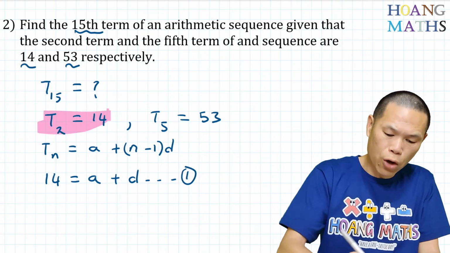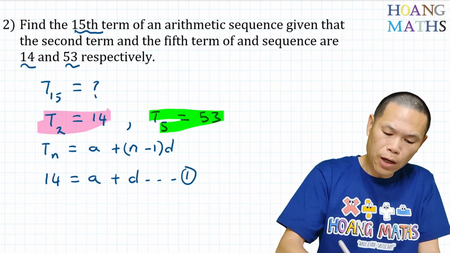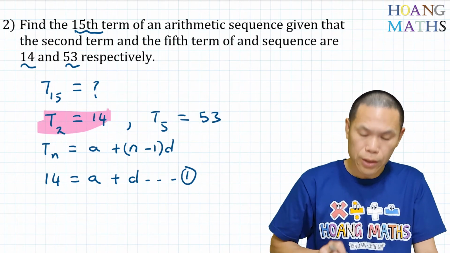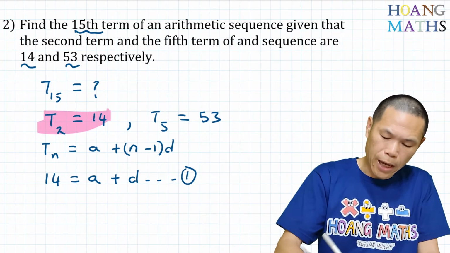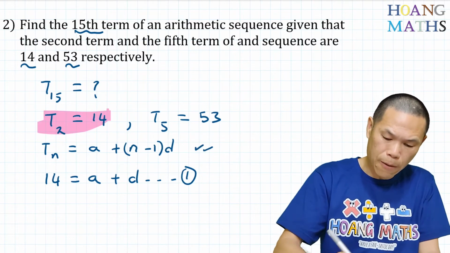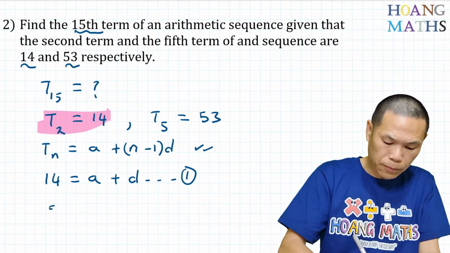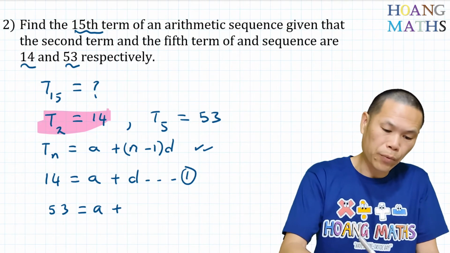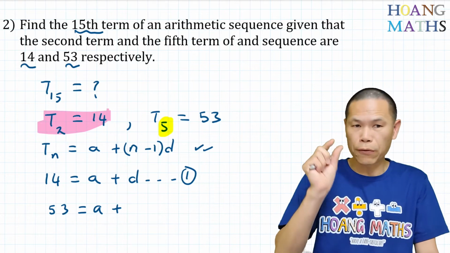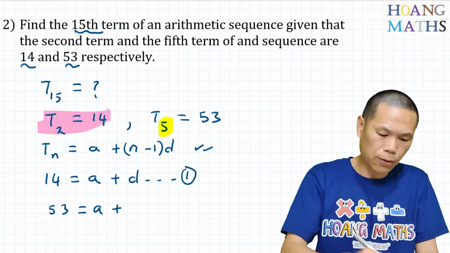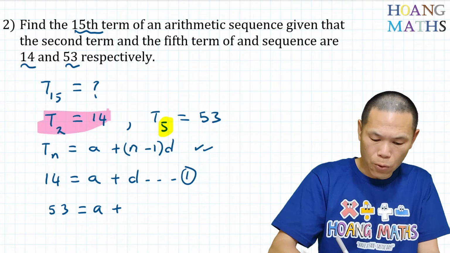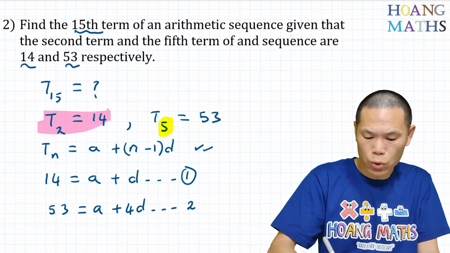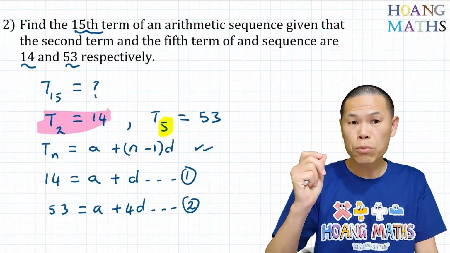We also know that the fifth term of this sequence is 53. In other words, term 5 is 53. Again, we just substitute into this equation here. So 53 is equal to a plus n minus 1, but we know that n is 5 because of the fifth term. So 5 minus 1 is 4, and the answer is 4 times d, which is 4d. So that is equation number 2. Now we just solve this simultaneously.